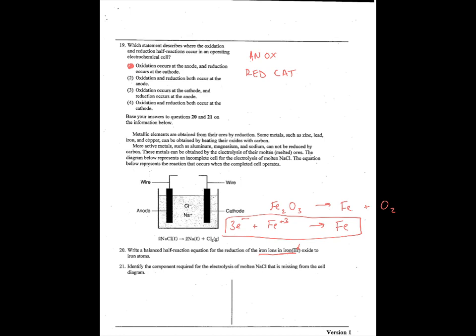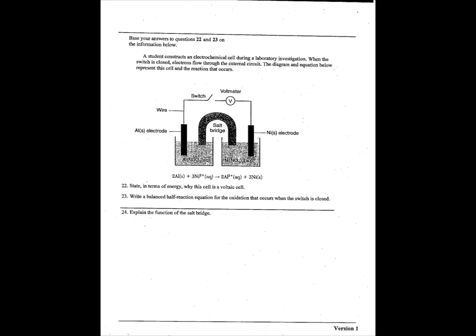That's it. Number 21, identify the component required for the electrolysis of molten NaCl that is missing from the cell diagram. So what missing component? It's a battery. So you could say a battery or voltage source or energy source. Okay. Almost done, guys.